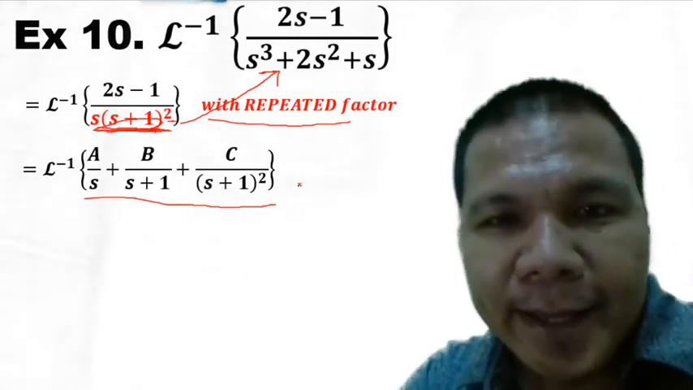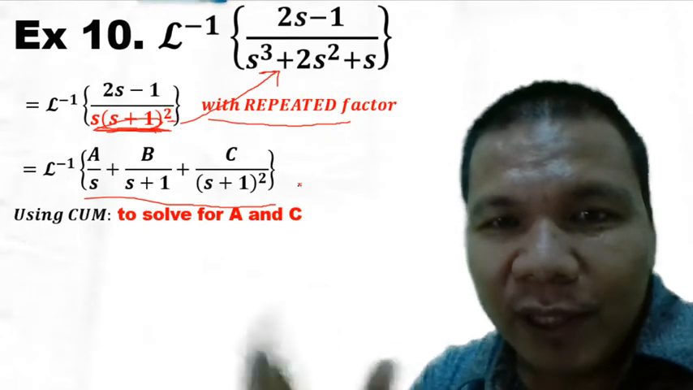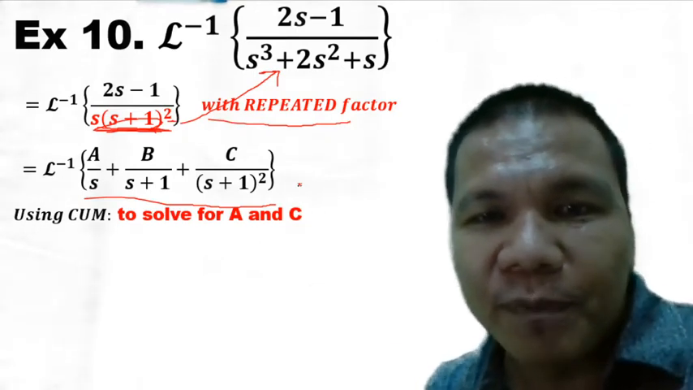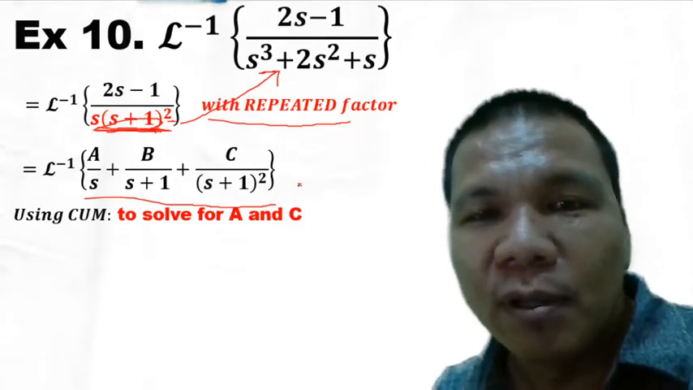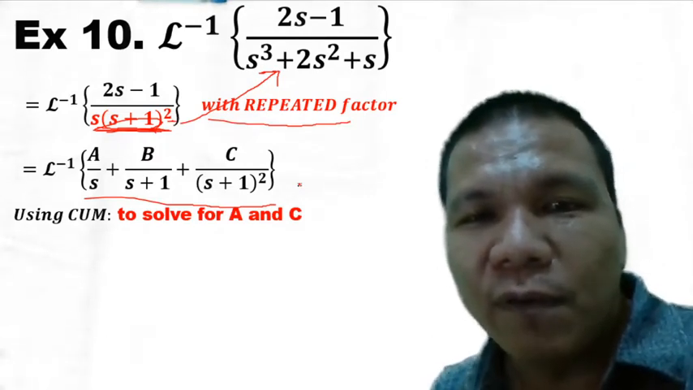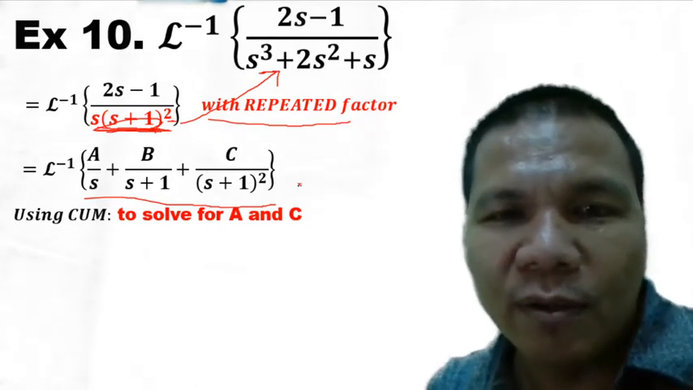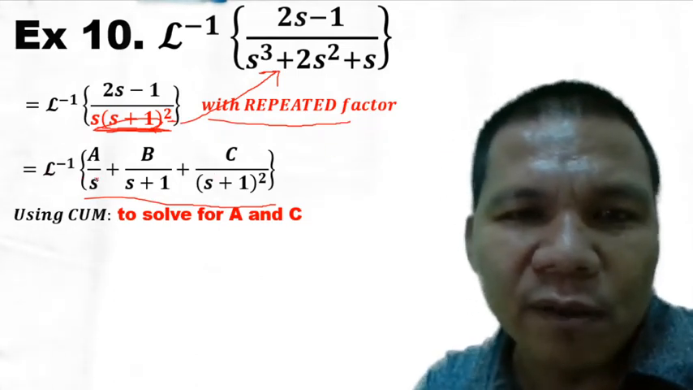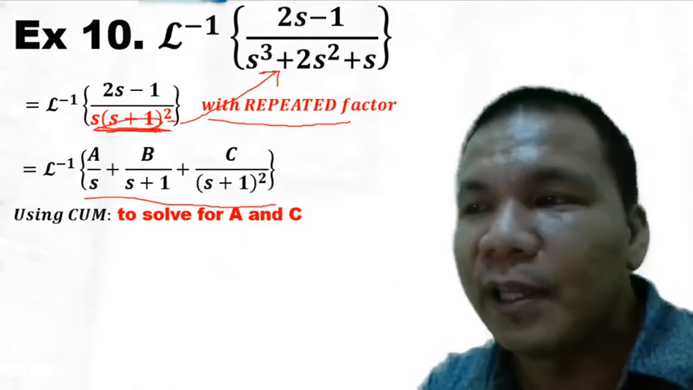Right. Now, we can only use the cover up method to solve for A and C. Take note. To solve for A and C, we can use the cover up method. Why is the cover up method only for A and C? Why not B? Because B is not found in your denominator.